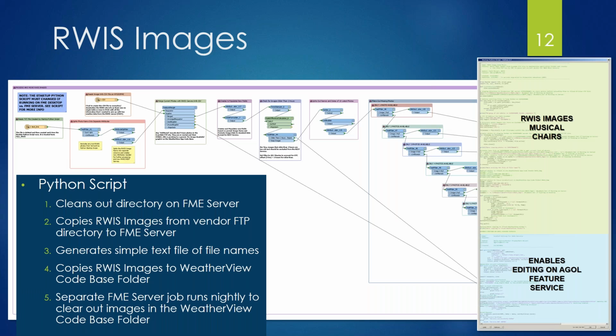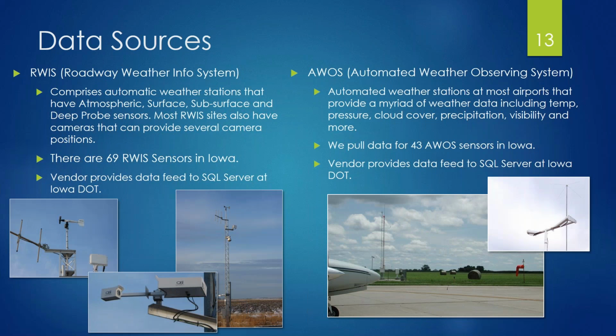So there's actually a Python script that's used. There's a folder that all the ARWIS images are pushed to on the server that I access and parse through. It cleans out the directory on the FME server, creates a text file of all the file names, and copies those images over to the WeatherView code base folder that I utilize. And then there are FME jobs that run every night to help clear out that folder.